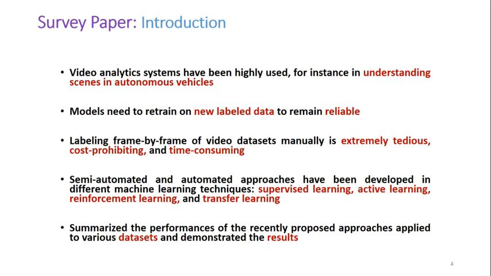In this work, unlike most of the other survey papers that focus on image data, we want to briefly review novel and different video annotation methods, tools, concepts, datasets, and results for semi-automated and automated approaches. And these approaches have been developed with machine learning techniques like supervised learning, active learning, reinforcement learning, and transfer learning. Therefore, researchers and experts can refer to them for better guidance.